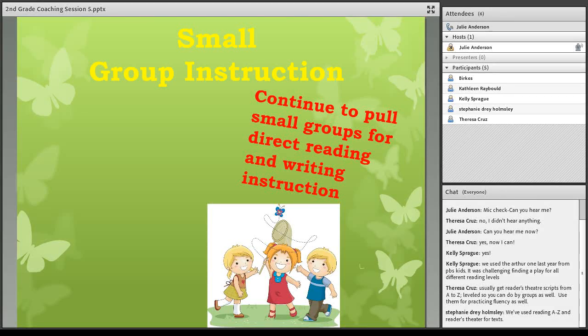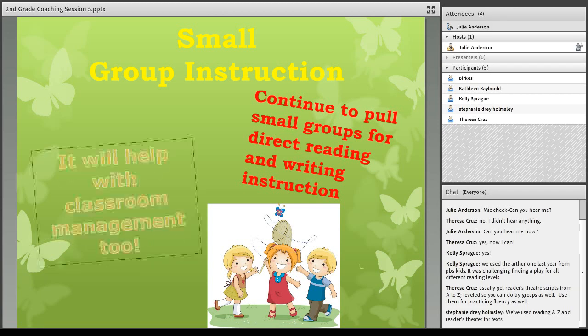Make sure that you continue to pull your students for guided reading, the different strategy groups, and direct reading and writing instruction. That should not stop. If for some reason you did not do a great job earlier this year, here's a great time to start. Make sure that you're pulling those groups, because this is only going to get them prepared for next year. So you're using that time to help them prepare, help finish up the school year, but make sure that you are pulling your small groups.